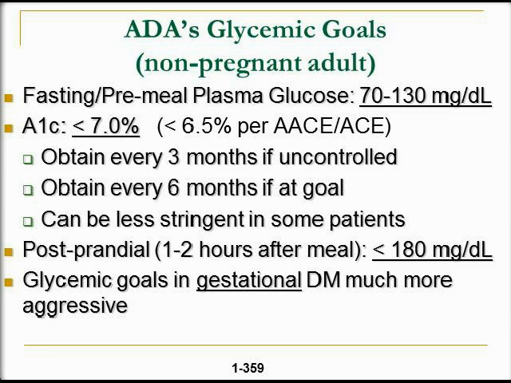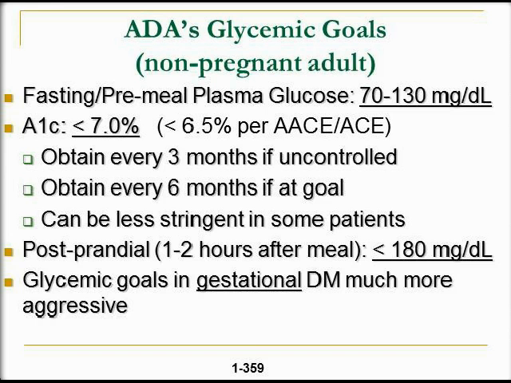All right. What are our goals of therapy then for patients? This is the same goals whether they have type 1 or type 2 diabetes. The glycemic goals for gestational diabetes are much more strict, and those are also in your chapter. But for type 1 and type 2, the goal fasting or pre-meal plasma glucose level is 70 to 130. Depending on how long you've been a clinical pharmacist, those numbers haven't changed.